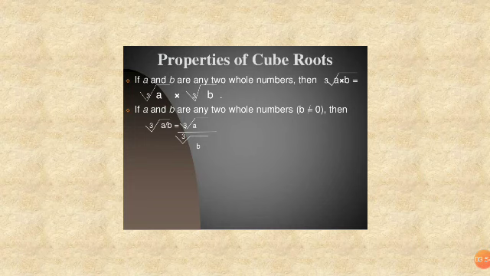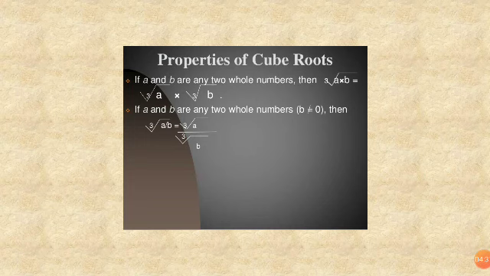Properties of cube roots. If a and b are any two whole numbers, then the cube root of a into b equals the cube root of a into the cube root of b. Here 3 is the index, root is the radical sign, and b is the radicand. If a and b are two whole numbers, then the cube root of a by b equals the cube root of a by the cube root of b.